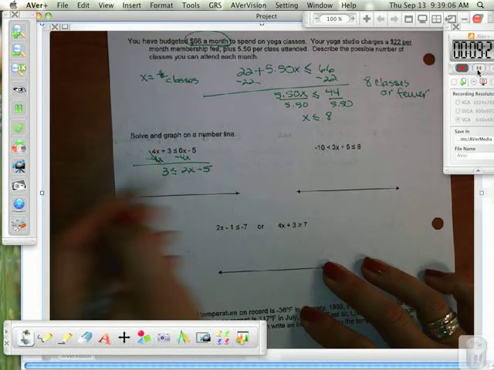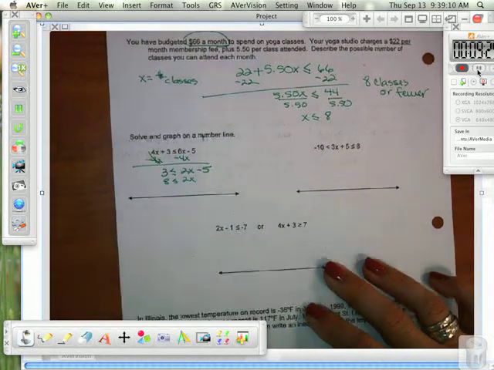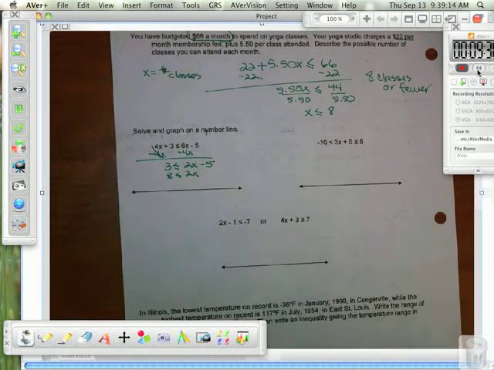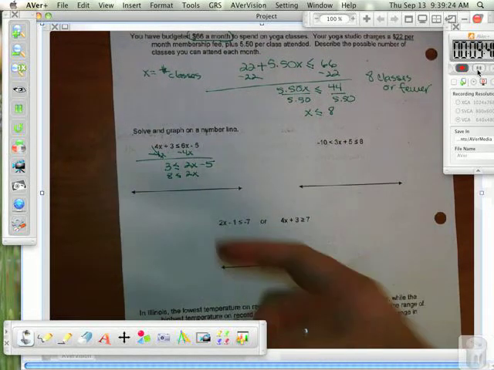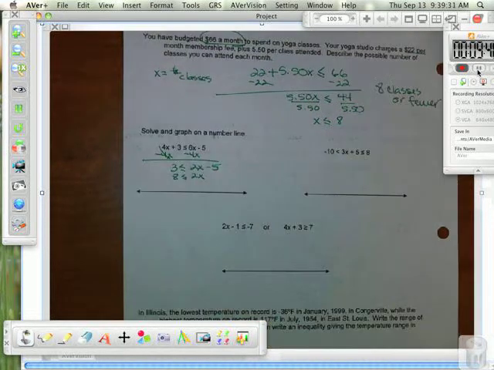Add 5 to both sides, you get 8 is less than or equal to 2x. Divide by 2. Now you guys, what surprises me in this section is they don't talk about what happens when you divide by a negative. Now if you had chosen to solve this in a different way, you might have ended up having to divide by a negative. Does anybody remember what happens when you divide by a negative?